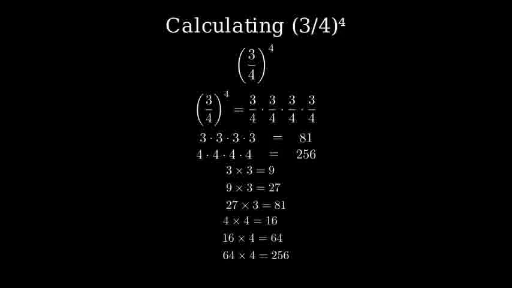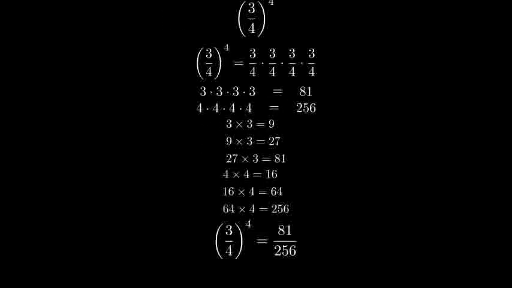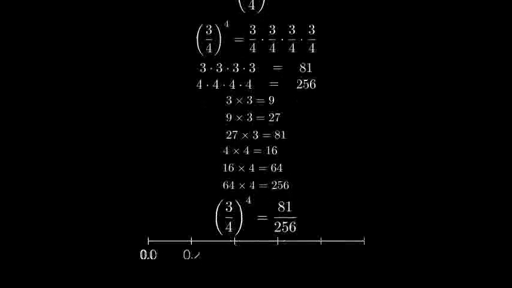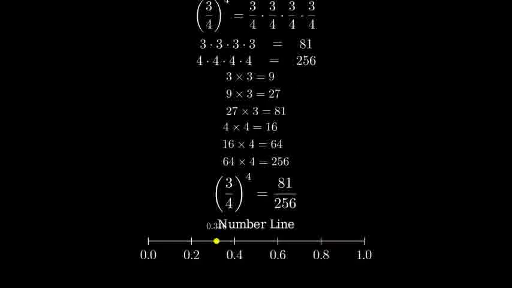Now we can write our final answer. 3/4 to the fourth power equals 81 over 256. Let's visualize what this fraction means. As a decimal, 81 divided by 256 is approximately 0.316, which makes sense because when we raise a fraction less than 1 to a power, the result gets smaller and smaller.